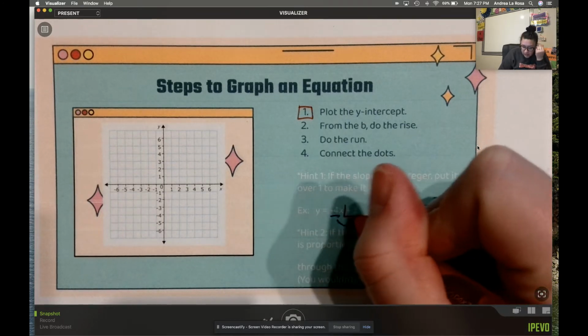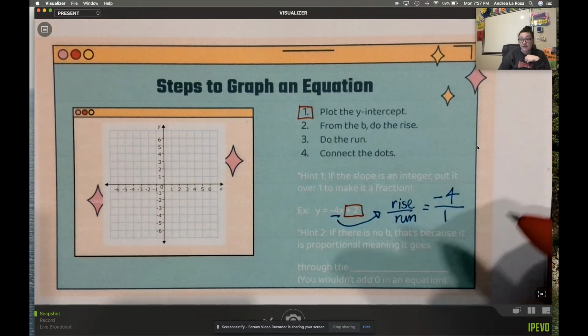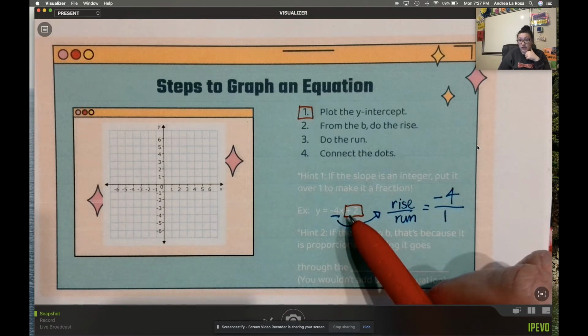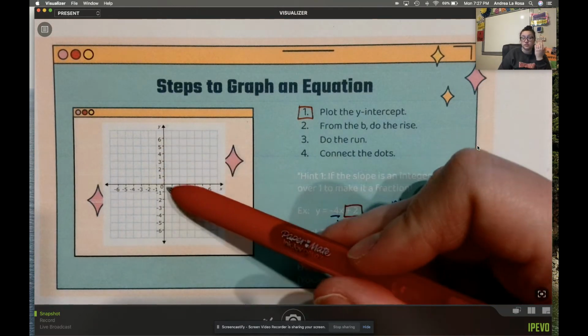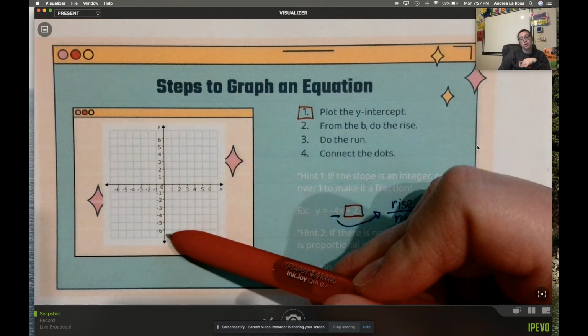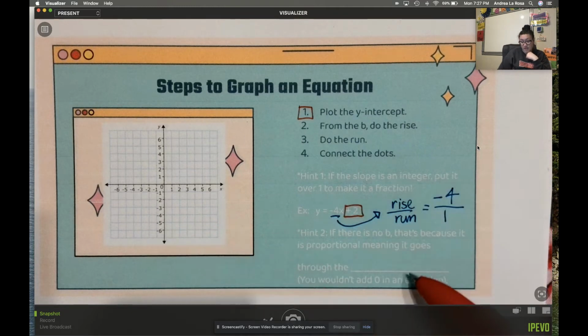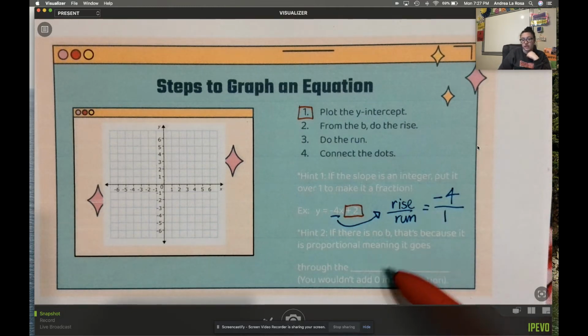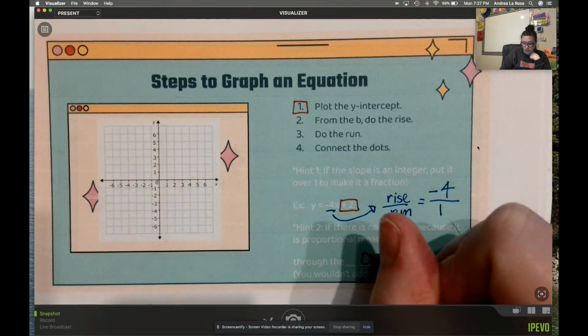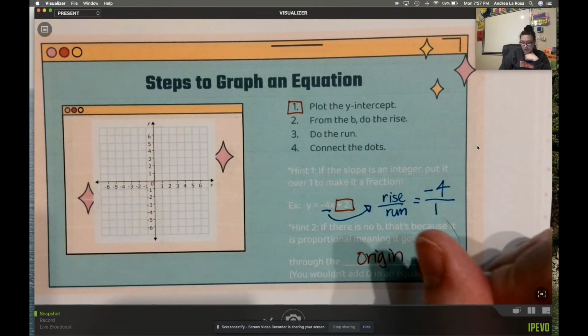A +2. I have to keep the positive, the plus, or the negative, the minus, in front of it, because if it's positive, it's above the origin. If it's negative, it's below the origin. But if there's no b, that's because it's proportional, meaning it would go through the origin. We're going to see some examples like that.